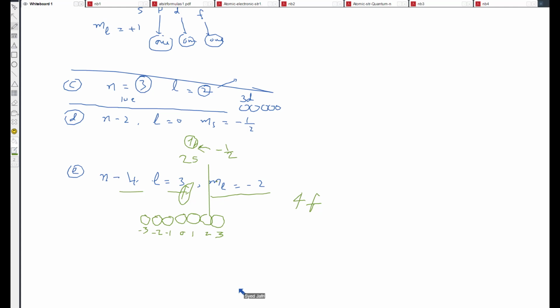So how many apartments have the -2 number? Possible would be only one. So only one orbital has -2. So how many maximum electrons should be there? 2. That's correct, and you can check your answer.